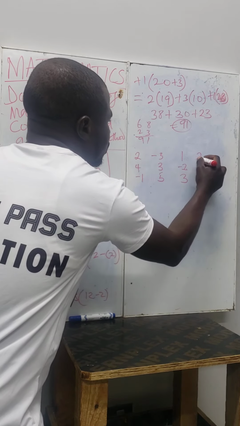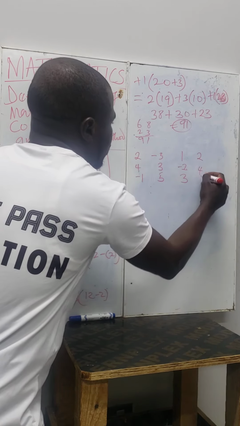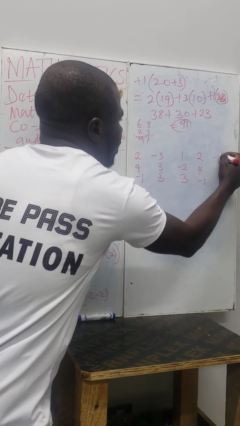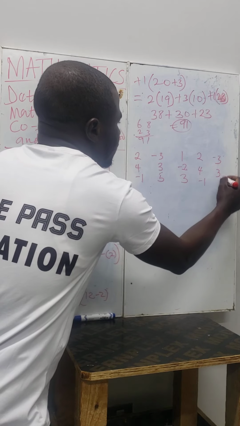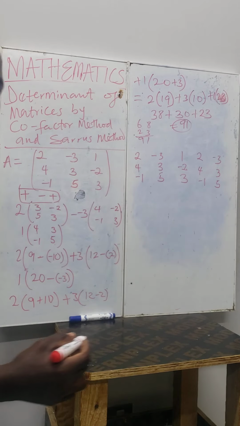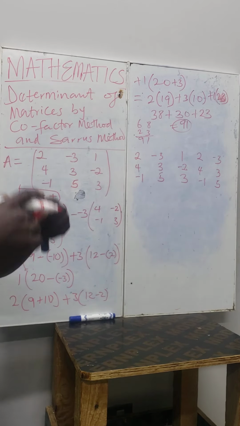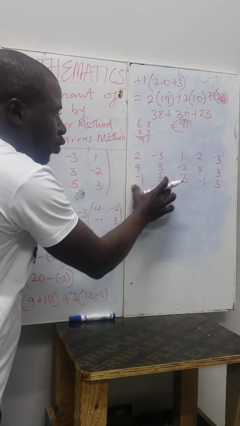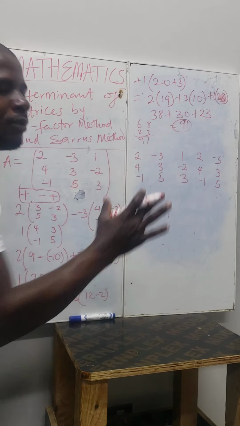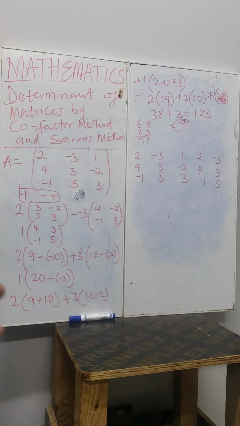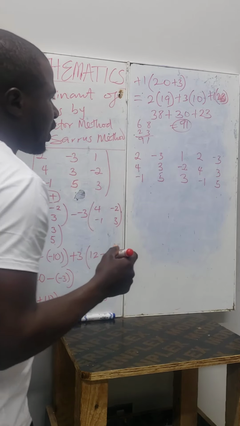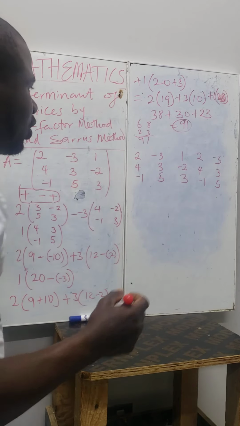We have 2, 4, minus 1, minus 3, 3, 5. Don't forget, after writing the main question, you take the first 2 columns, write them, and join them with the original question. Is that taken? That is very important. Now we have done that. We have to look at the elements along the major diagonal from here.